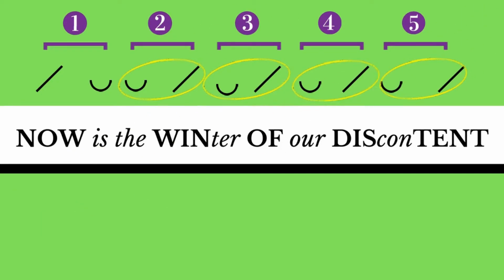But the pattern of unstressed, stressed is disrupted by the very first foot. If this line was a regular line, it would go, now is the winter of our discontent. But we wouldn't say that. We'd say, now is the winter of our discontent. So let's examine why it's irregular.